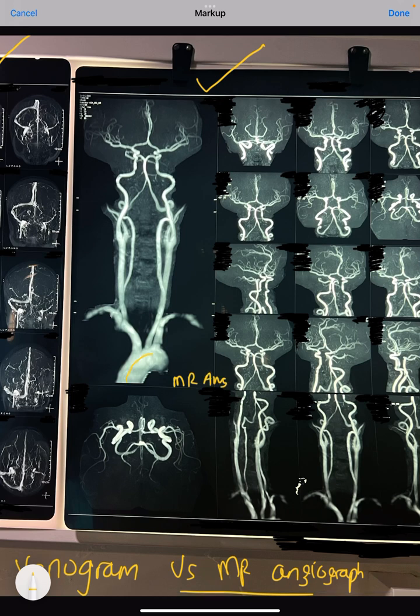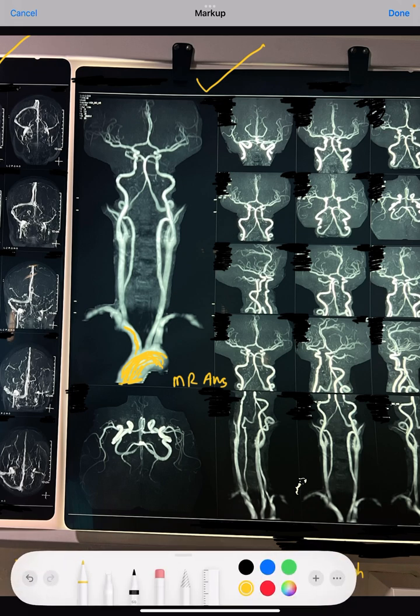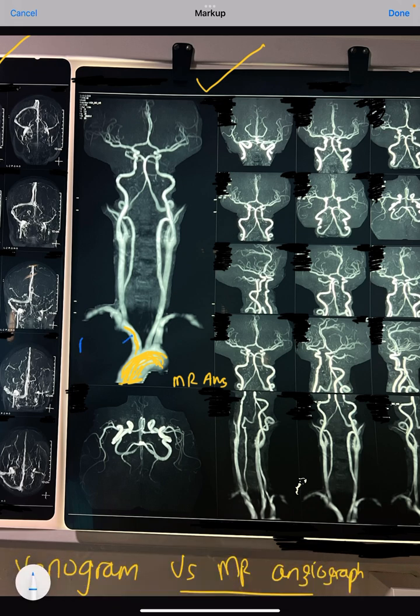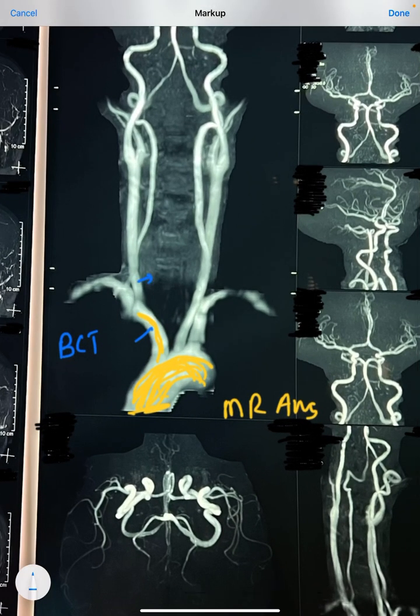Now what we see is the arch of aorta. From the heart, this arch of aorta is originating. Now the first branch of the arch of aorta is this brachiocephalic trunk, and we know on the right side this brachiocephalic trunk gives two branches. One is the common carotid artery and one is the subclavian artery.